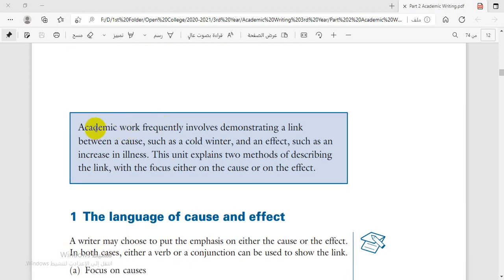Follow me. Academic work frequently involves demonstrating a link between a cause, such as a cold winter, and an effect, such as an increase in illness. Okay, I'd like you to underline a link between a cause and an effect. This is very important. This unit explains two methods of describing the link, with the focus either on the cause or on the effects.